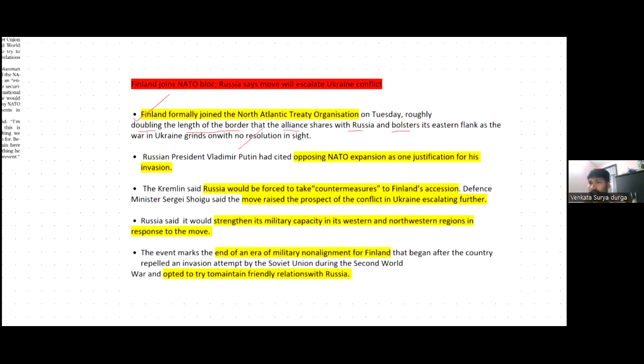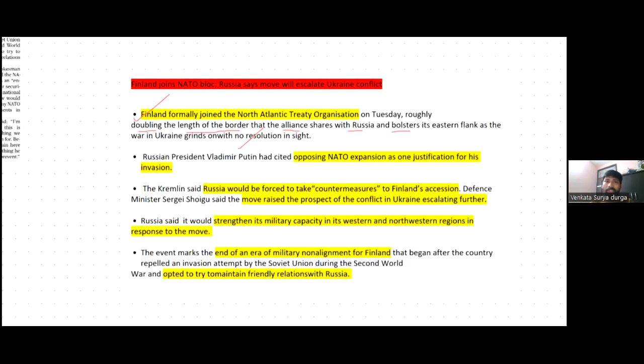So the war in Ukraine, with no resolution in sight, Russia's war with Ukraine, compelled countries like Sweden and Finland to hasten their efforts to join the NATO grouping because they consider Russia a threat to their sovereignty and territorial integrity.